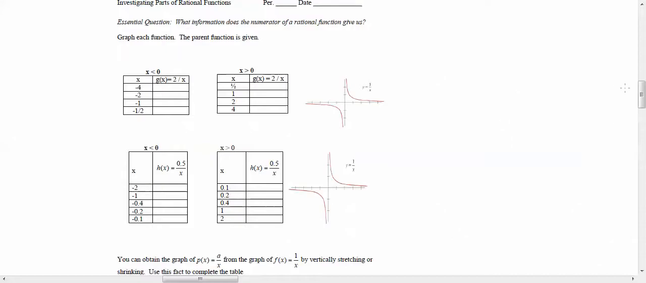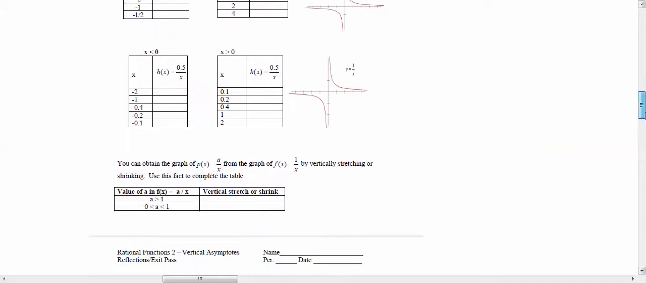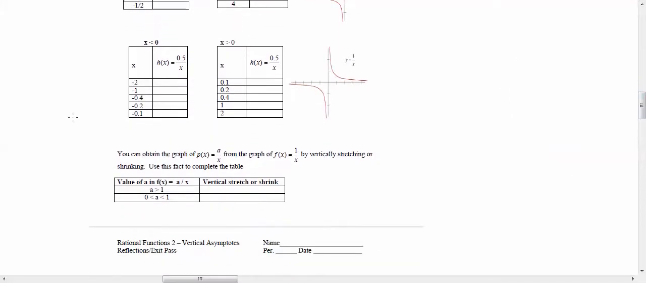Is that all of the questions? All right, here we go. You can obtain the graph of P of x equals a over x from the graph f of x equals 1 over x by vertically stretching or shrinking it. Use this fact to complete the table. Well, if a is bigger than 1, so if it's a number like 2 or 3 or 4, it vertically stretches it, whereas if a is smaller than 1, it vertically shrinks it.